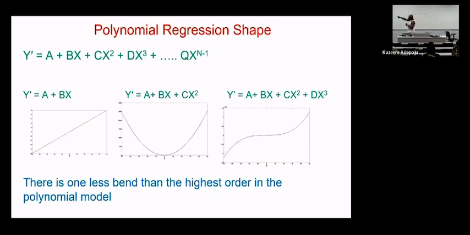What about polynomial of degree 2? Okay, there's one bend. Polynomial of degree 3, how many bends? 2 bends. If I want to generalize now, I'm going to say there is one less bend than the highest order in the polynomial, which means if I have a polynomial of degree 1, linear, then we got 0 bend. Polynomial of degree 2, quadratic, we got 1 bend, and so on like that. Does that make sense to you now? Just to show you all of that.